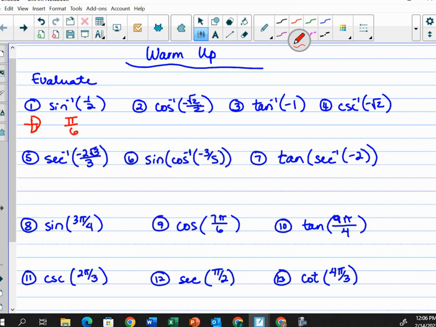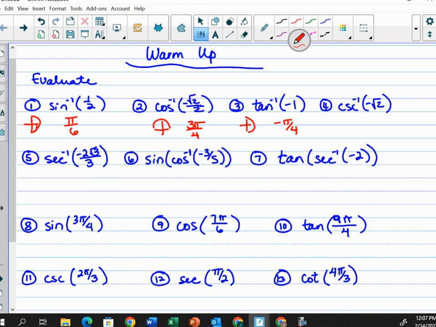Good. All right, inverse cosine, that's the top of the circle. So where does cosine equal negative root 2 over 2? 3 pi over 4, yes. All right, inverse tangent, right side. Where is it? Negative 1. Negative pi over 4.